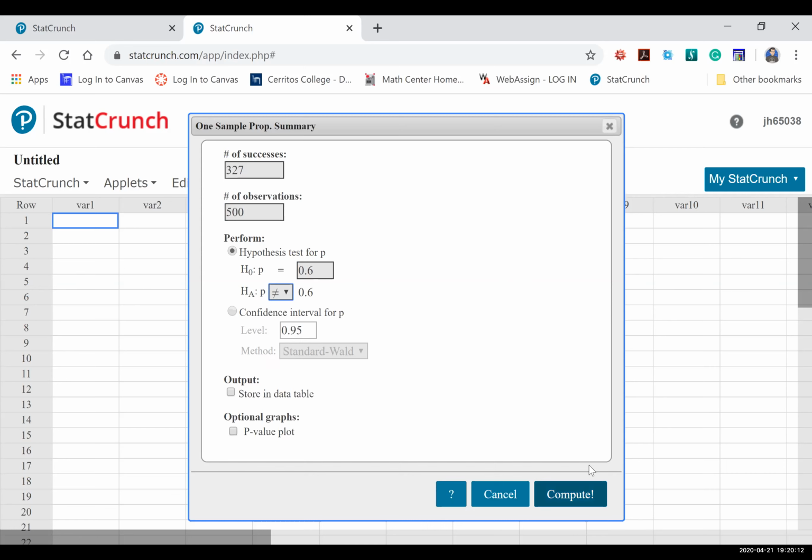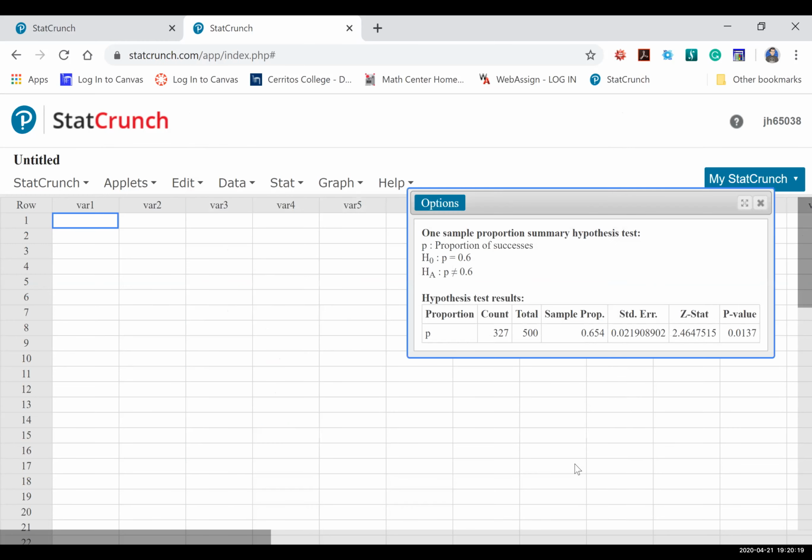Okay, and then it says down here, I don't know if you can see it, compute, at the very bottom. Compute, and it says, what's your p-value? Your p-value is right here. Your z-score was 2.46, and your p-value was 0.0137. Okay, that's how we would get this one.